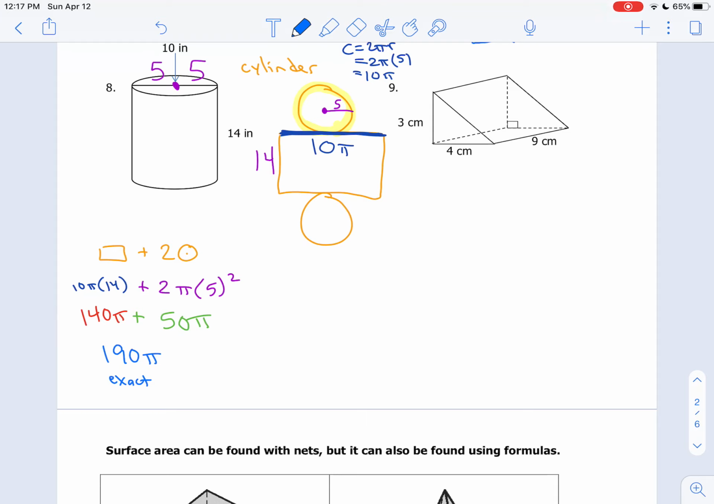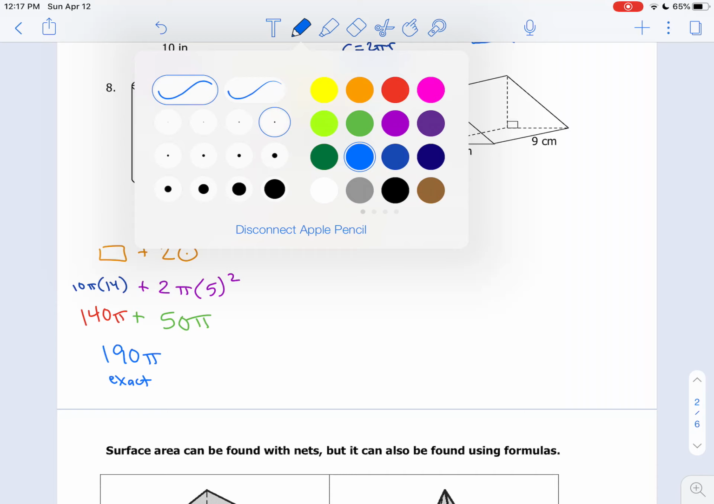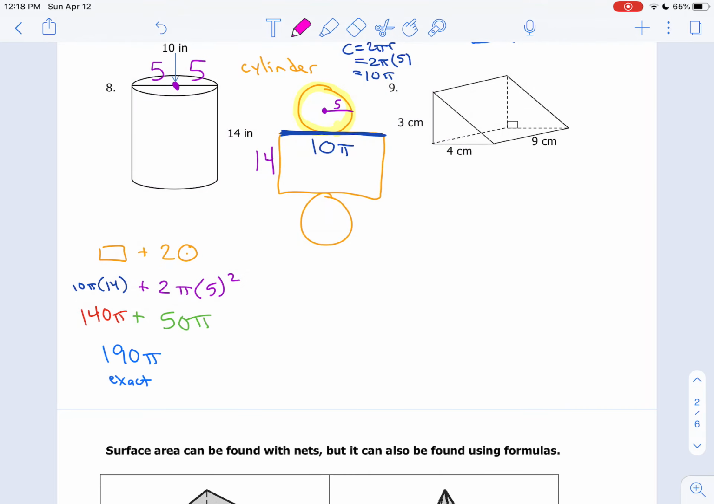So that's great. Obviously, if you were having to paint this for an art project, you wouldn't say, I have to cover 190 pi square inches. People wouldn't understand how big that is, and you wouldn't be able to figure out how much paint you have to buy. So that's when you grab your calculator to get the approximate answer.